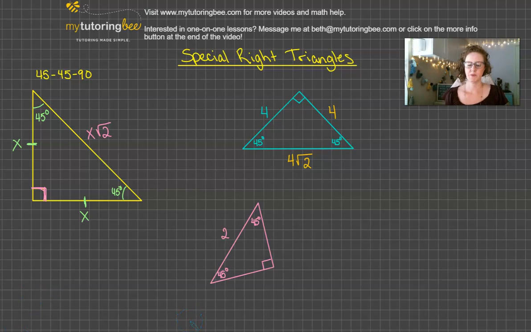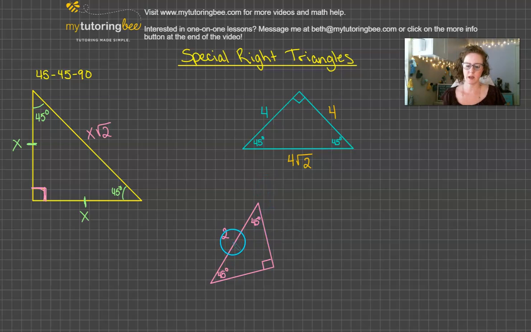Here's another example for you. Again, the triangle is rotated a little bit, but we can still see that it is a 45, 45, 90-degree triangle. And this time we're given the hypotenuse, and we're told that the hypotenuse equals 2. So let's see if we can use our special triangle rules that we just figured out to figure out what the lengths of the other two sides are.